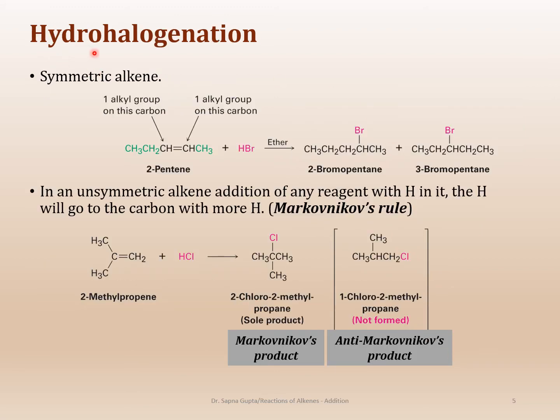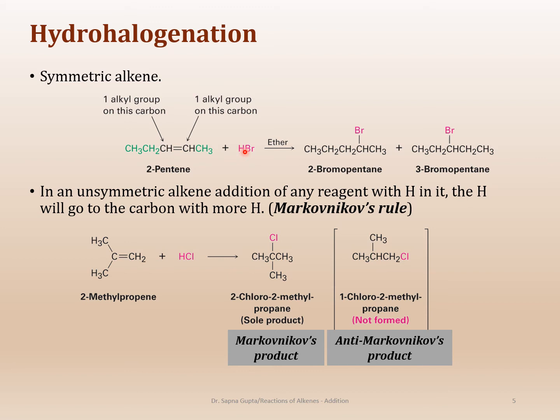So let's talk about the first addition then, hydrohalogenation. And hydrohalogenation, we will cover this both for the symmetric alkene as well as the unsymmetric alkene, because the addition is different for both of them. So here is 2-pentene, which is a symmetric alkene because both carbons have a hydrogen and a carbon attached to them.